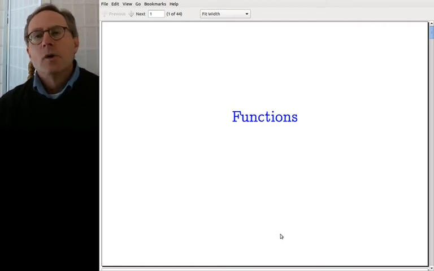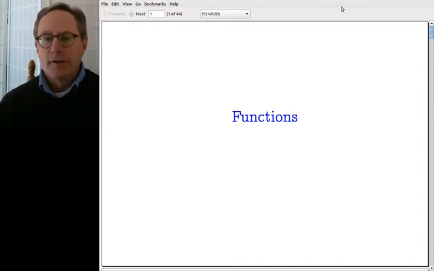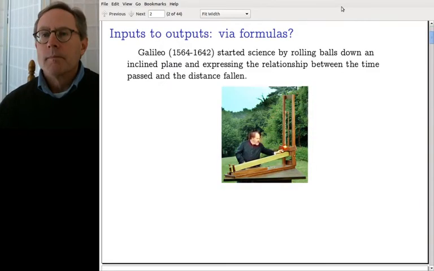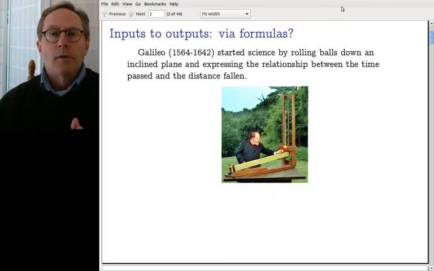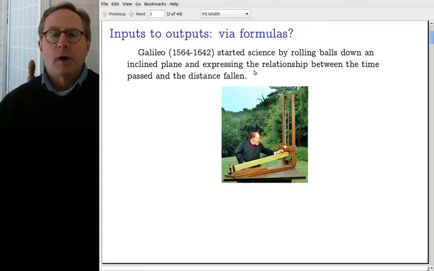Hi. So what we want to talk about now are functions, the things that act on sets. The point about functions is that they are how we describe what sets do. Okay, so let's see. Galileo is who we'll start our story with.